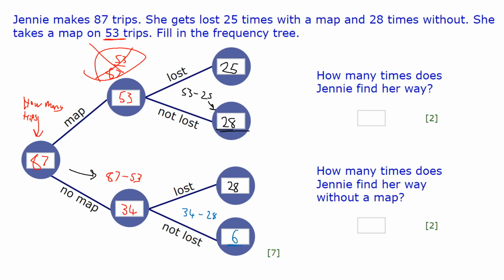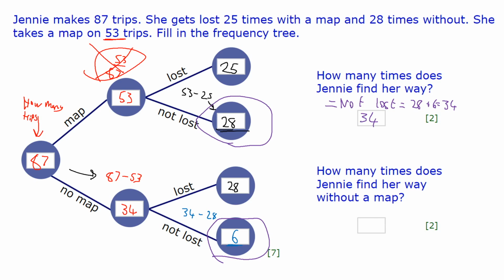So, how many times does Jenny find her way? Well, all we need to do is, if she finds her way, this means she's not lost, which is equal to, here she's not lost, and here she's not lost. So it's just 28 plus 6, 34. Okay?